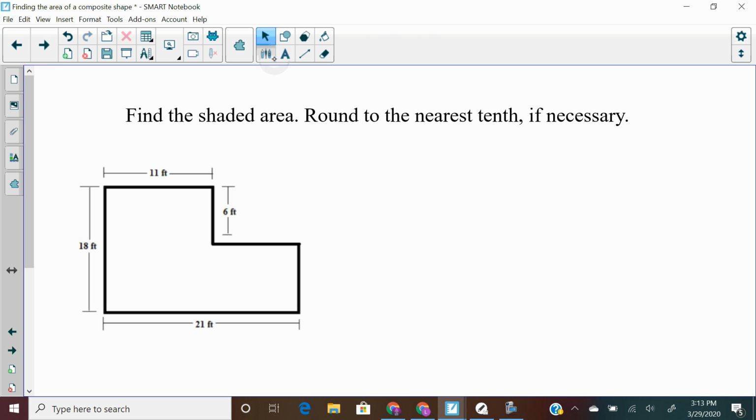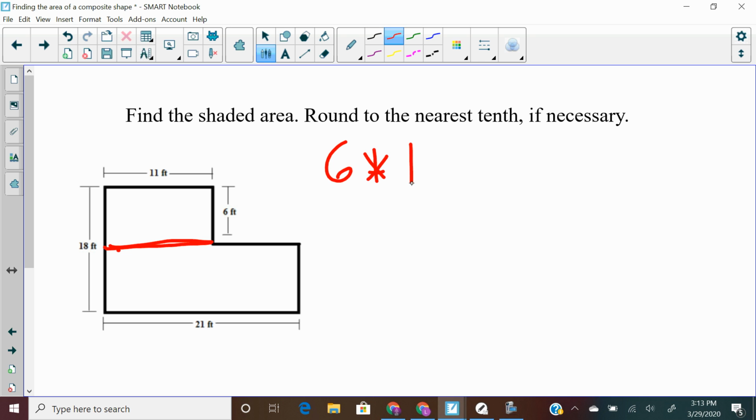Okay, so for our first example, I'm going to separate this into more than one rectangle. I'm choosing to go across to separate, but you could go down as long as it's into two or three rectangles. This first rectangle is a 6 by 11. Area of a rectangle is base times height, so I'm going to do 6 times 11, which is 66.